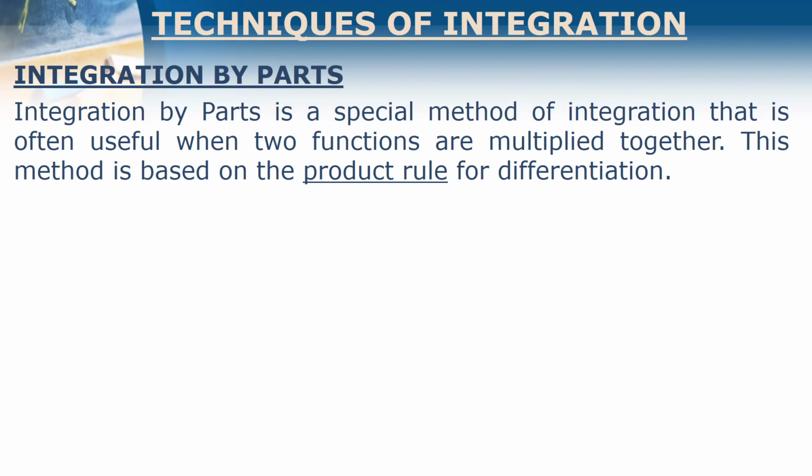Meaning to say, it could be that one function is algebraic and the other is trigonometric, or one is algebraic and the other is exponential, or one is exponential and the other is trigonometric. Now, this method is based on the product rule for differentiation. So, this is the formula for integration by parts.